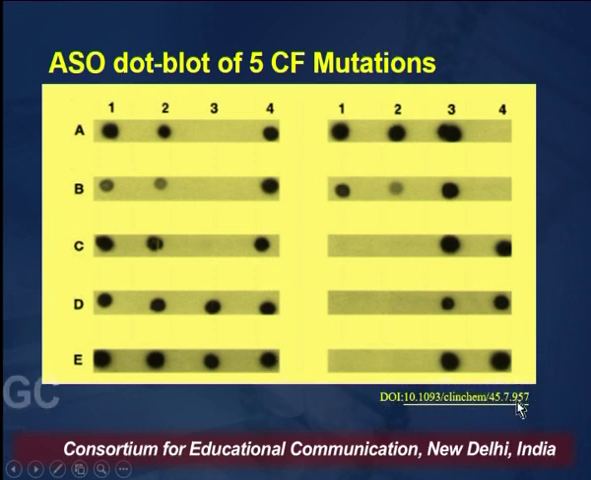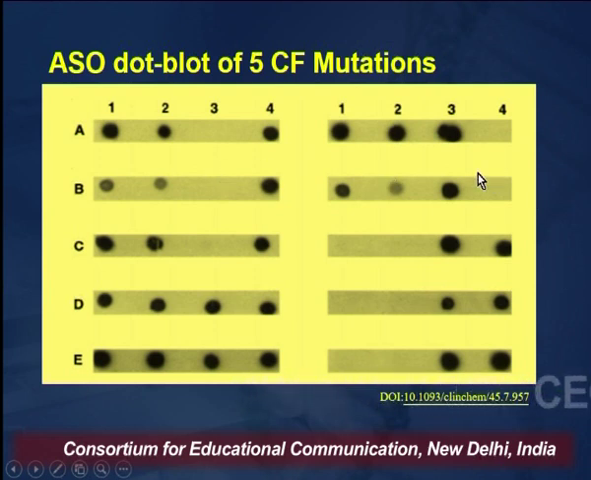So, again these are different mutations and we are looking at the dot blot of these mutations. So, that was the one aspect. And the second aspect that you need to keep in mind to understand this blot is the inheritance pattern. So, I again repeat, it is a recessive genetic disorder.